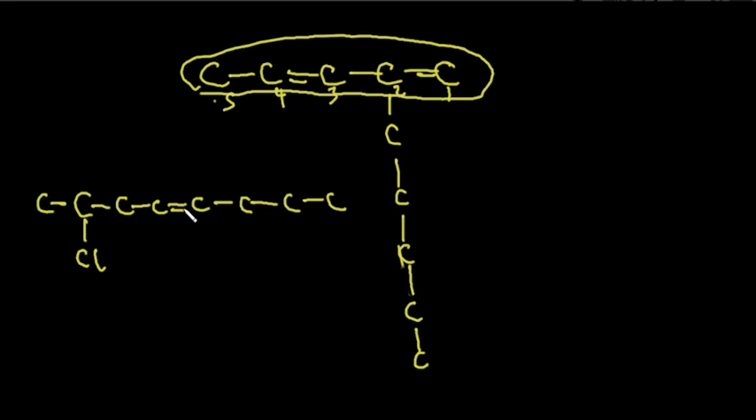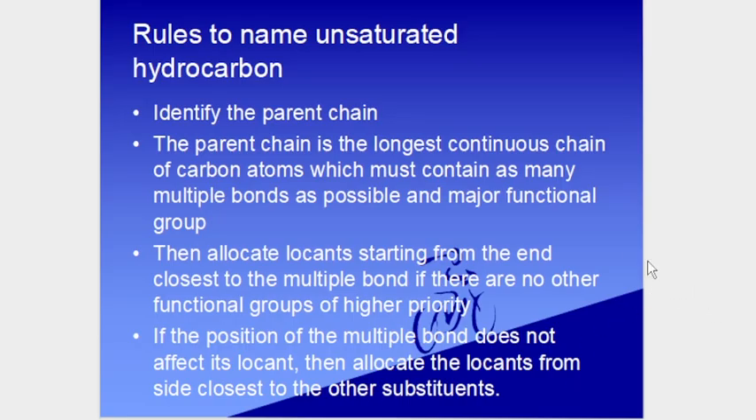But remember, I said before you check for substituent, it's important that you consider your double bond or your triple bond, as the case may be. So since this is closer to a substituent, we are counting from here. This is going to be 1, 2, 3, 4, 5, 6, 7, 8. Okay, so moving ahead, we go to the very next point.